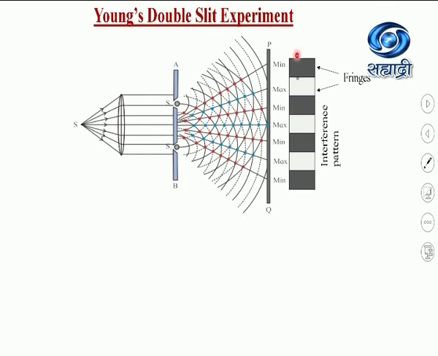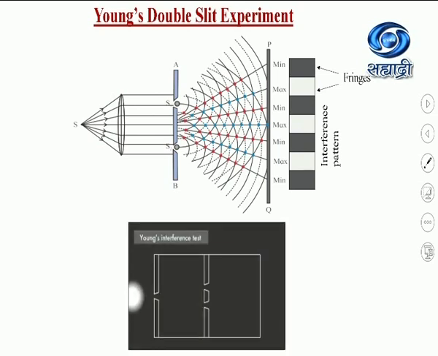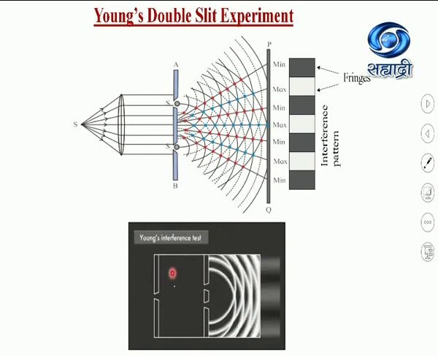Then alternate dark and bright fringes are obtained on either side of the central bright fringe. So this is how we get the interference pattern obtained on the screen in the case of Young's double slit experiment. You can observe this with the help of this animation. So this is our primary source.